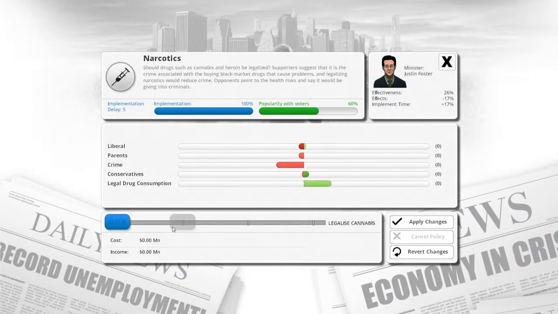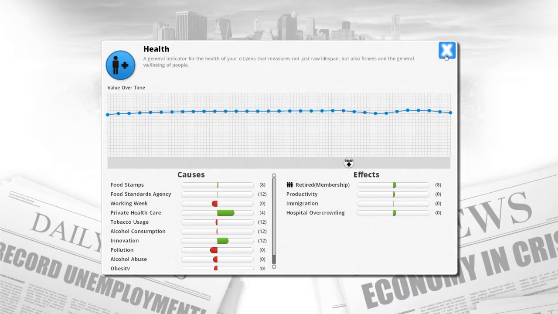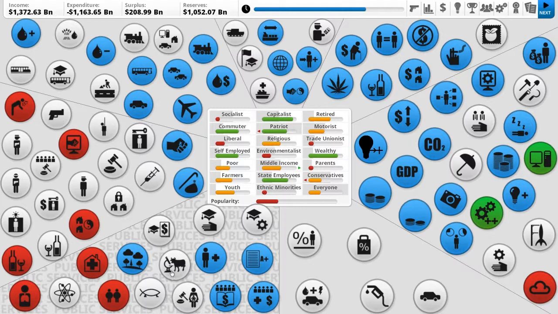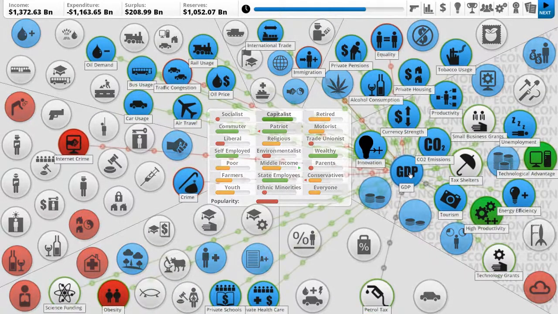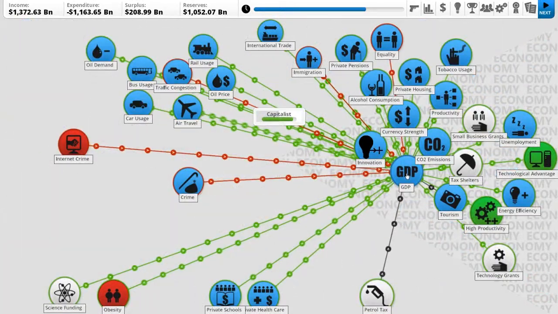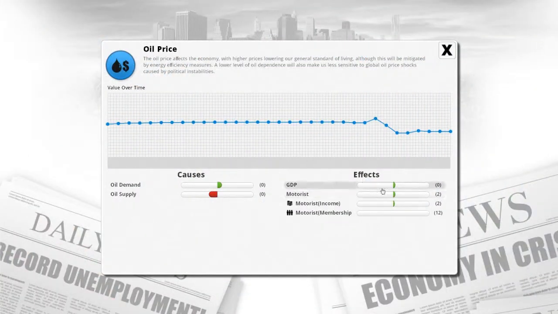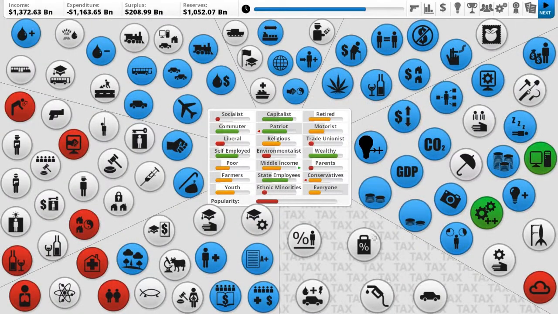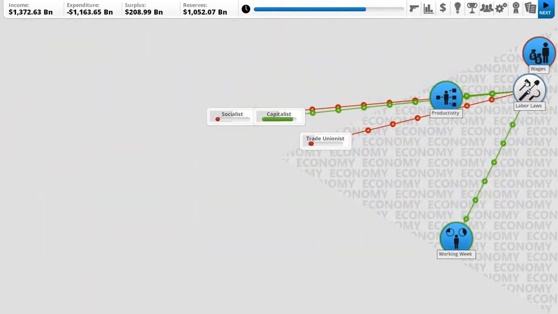I'm gonna legalize drugs soon. We'll look at private health. See, private health care, it's going up. Why is obesity a problem? Seriously. That should not even be a problem. Oh, you know why? Because it's linked to GDP as well. Wow, look at all the things that affect GDP. Holy crap. Oil price, that's making the GDP go up. Because it's low? Well, I'm doing all these great things for the economy. I don't understand why people hate me.